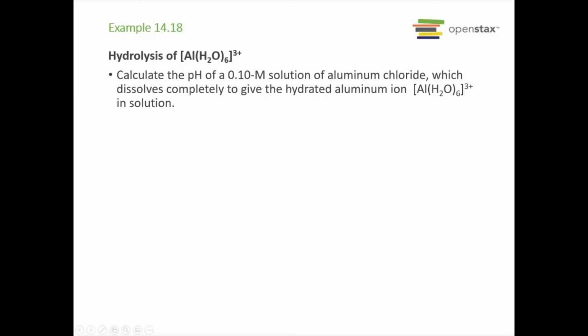So let's go ahead and look at an example. We want to calculate the pH of a 0.10 molar solution of aluminum chloride, which dissolves completely to give the hydrated aluminum ion, giving us that Al(H2O)6 3+ in solution. So the equation for this is Al(H2O)6 3+ aqueous plus H2O. Now we don't need to look at the aluminum chloride forming the hydrate because that has nothing to do with our pH here. We are looking at the hydrate that's formed acting as an acid, in equilibrium with H3O+.